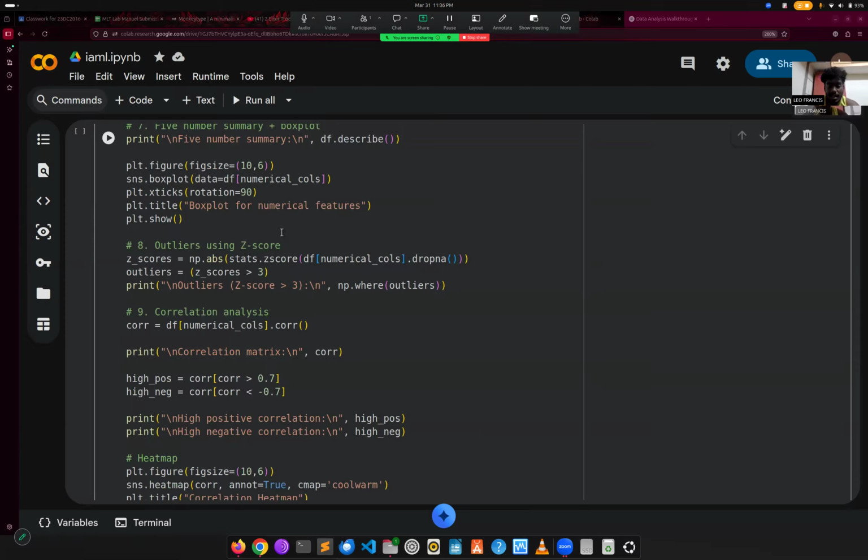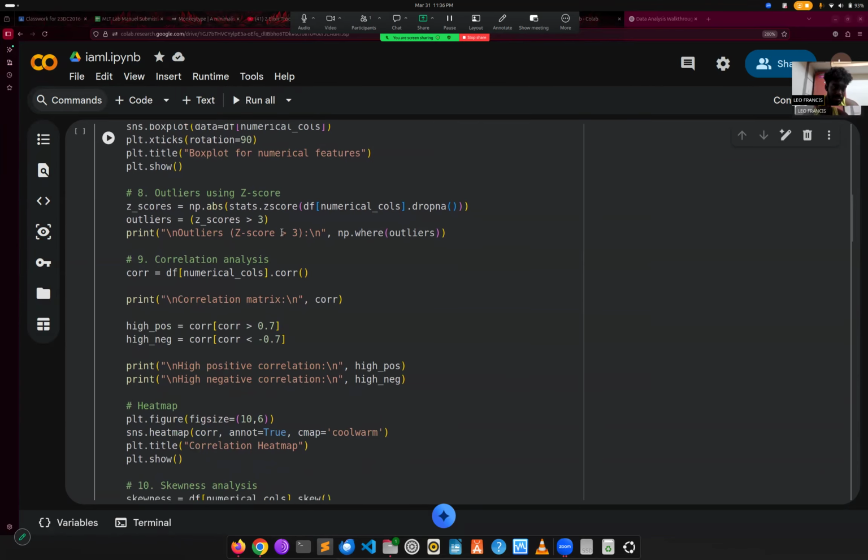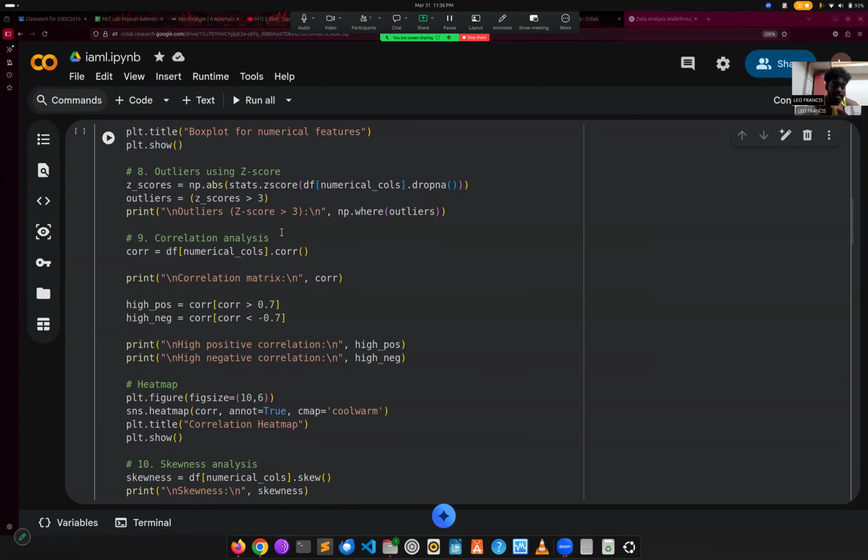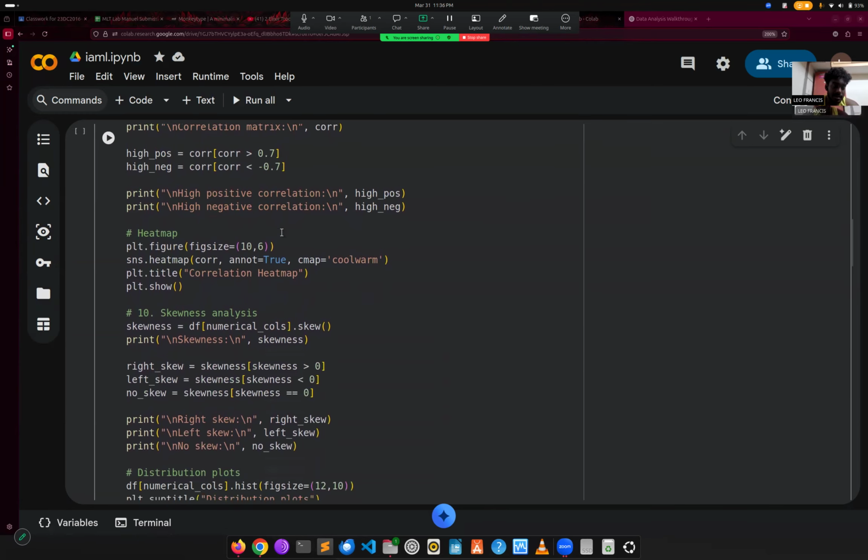And the next one is analyzing the relationship between the numerical variables. Positive correlation means variables increase together, and negative correlation means one increases while the other decreases. And the next one is I'm creating a heat map to visualize the correlation values. So the dark colors represent the strong relationships.